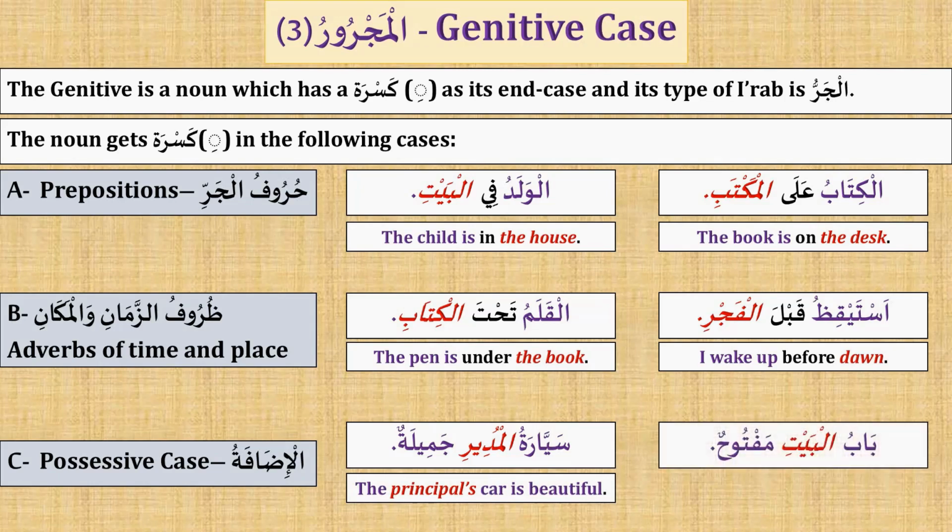The last example is باب البيت مفتوح. The door of the house is open. البيت ends with كسرة because it is possessor. The door of the house is possessor. It ends with كسرة.